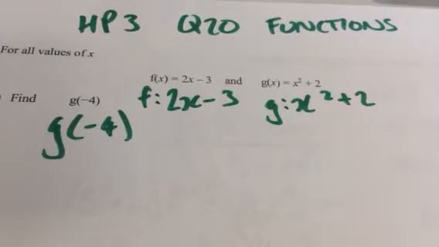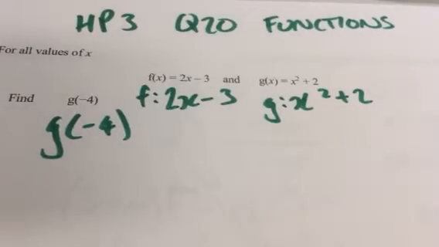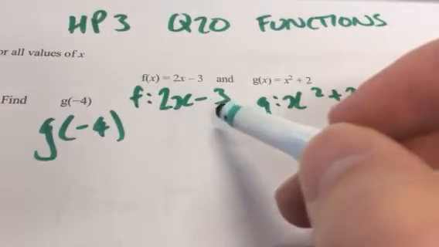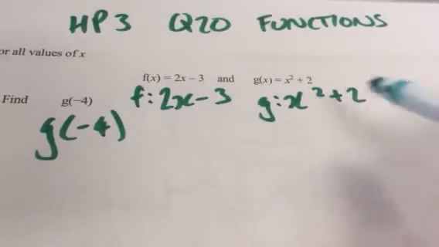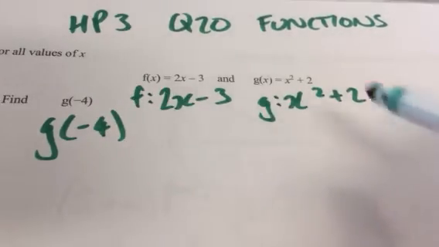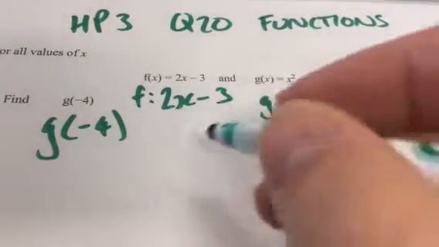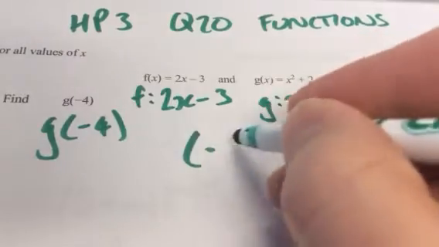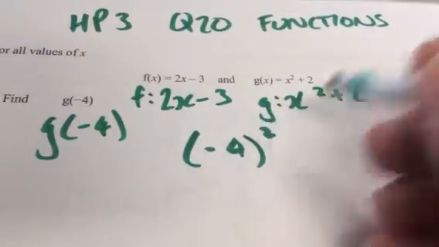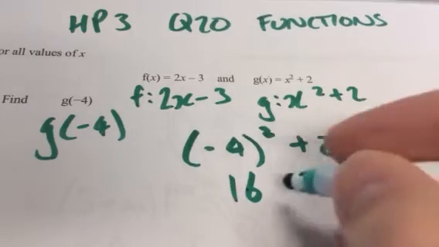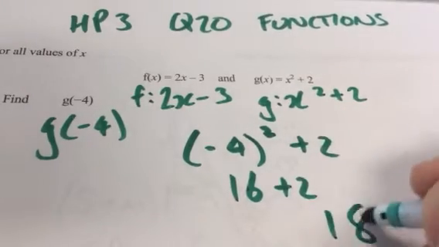We're doing a higher paper here, paper 3, question 20, about functions. We've got f of x to be 2x minus 3 and g of x equal x squared plus 2. Now they've asked us to find g of minus 4, so that's simple substitution. So you go to g and we put minus 4 in wherever we see x. So minus 4 squared, which is 16, plus the 2, should be 18.